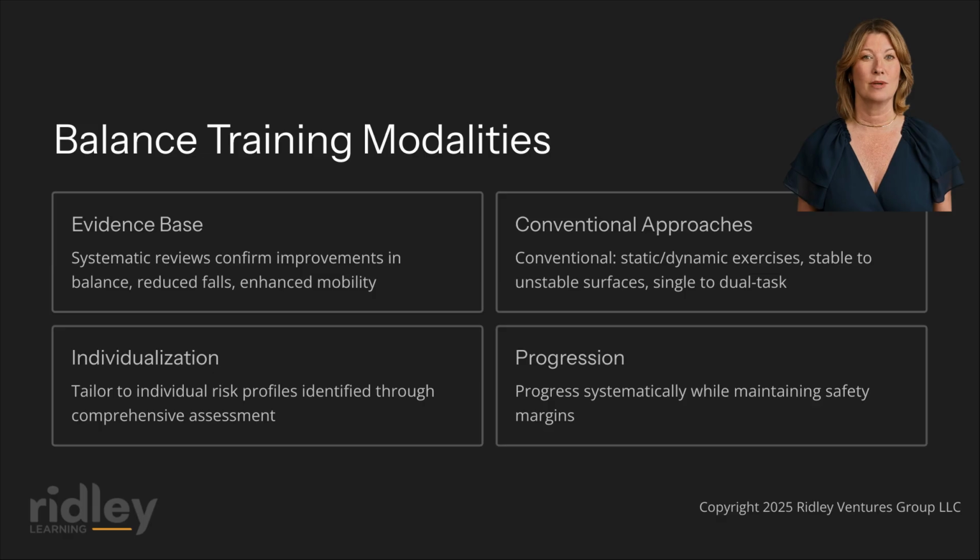Multiple balance training modalities have been investigated, with network meta-analyses providing comparative effectiveness data to guide clinical decision-making. Conventional balance training typically incorporates static and dynamic balance exercises progressing from stable to unstable surfaces, eyes open to eyes closed conditions, and single task to dual task challenges. Exercises may include weight shifting, reaching activities, perturbation responses, and functional tasks requiring balance control such as transfers and turning.